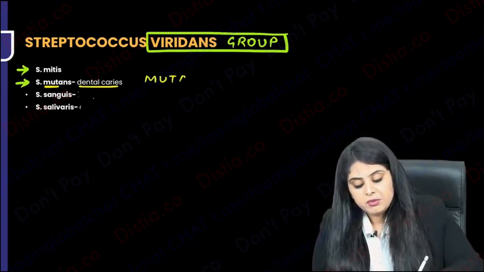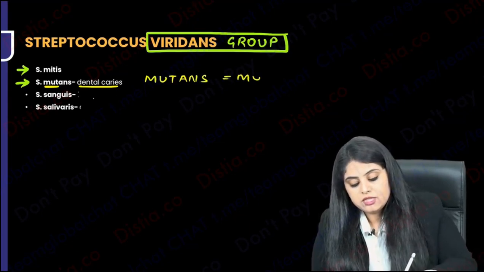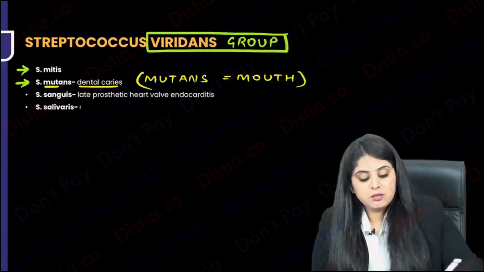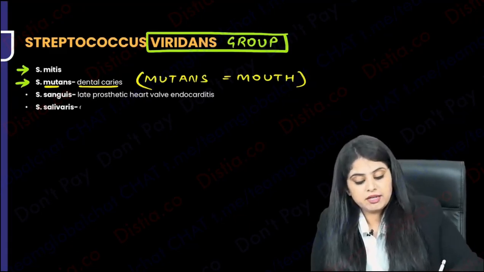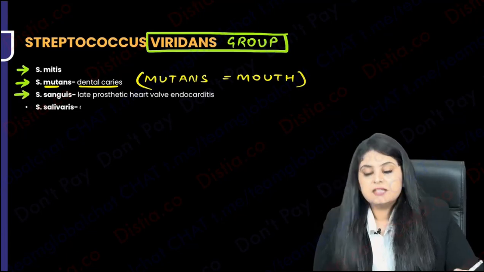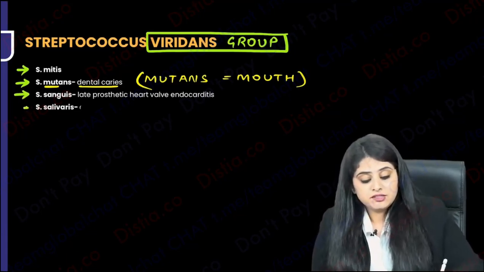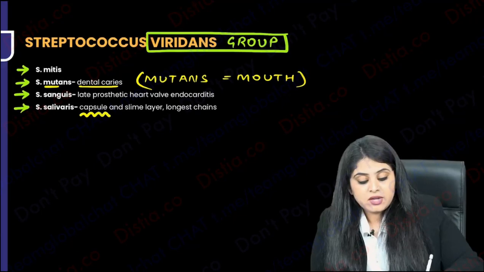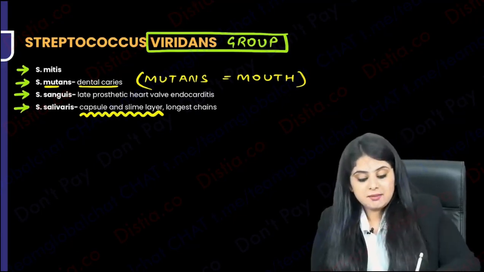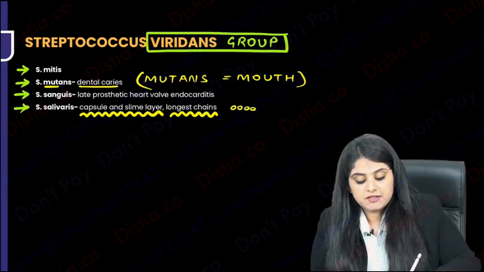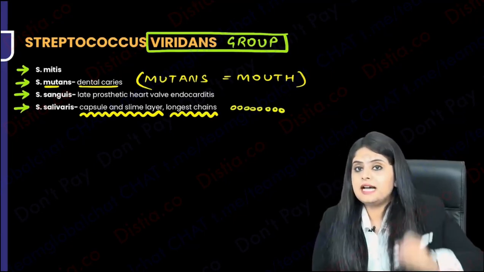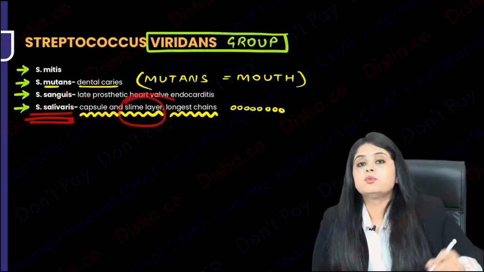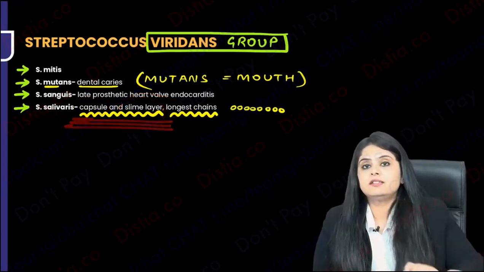So please remember, mutans is the one that is going to stick to the teeth and cause dental caries. What does sanguis cause? Sanguis is important for prosthetic heart valve endocarditis. So sanguis is going to result in prosthetic heart valve endocarditis. What is this salivarius? Go back to the general microbiology I have taught you. Salivarius is the organism that can have both capsule and slime layer, and also the longest chains. We always say that a bacterium has either only capsule or only slime layer. Salivarius says, everything will be there. I will have capsule and slime layer in the same one.